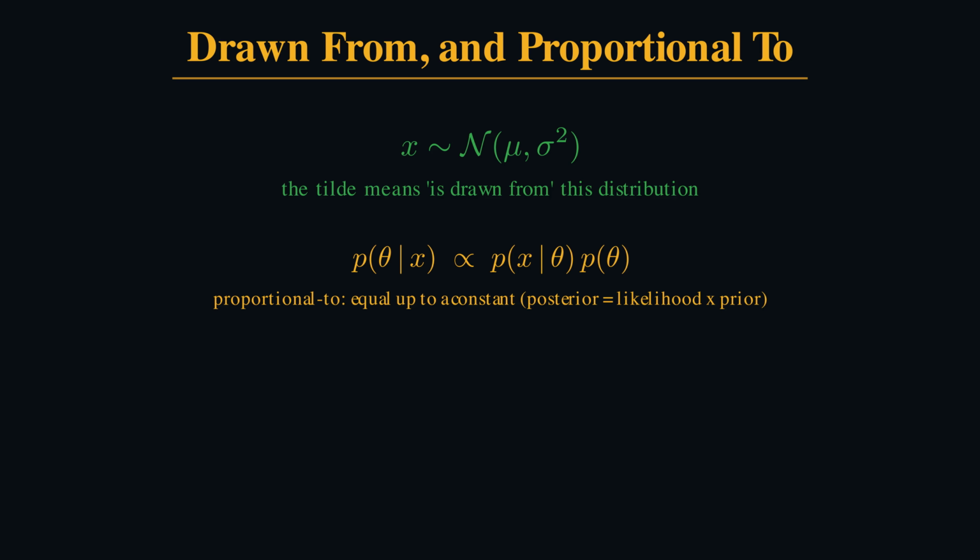2 final connectors you will see in every probability paper. The squiggle, the tilde, between a variable and a distribution means, is drawn from. X tilde normal mu sigma squared reads, X is sampled from a Gaussian. And the stretched-out proportional sign means equal, except for a constant factor. It is why Bayes' rule is often written as, the posterior is proportional to the likelihood times the prior. We simply drop the normalizing constant, because it does not change where the peak is.